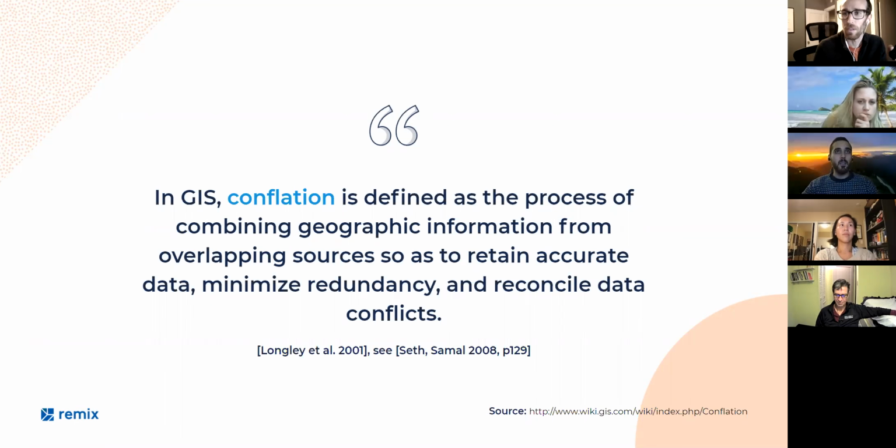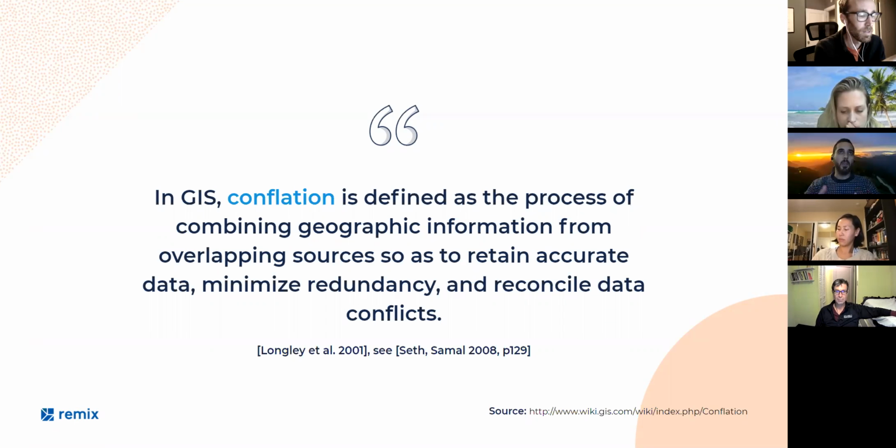In GIS, conflation is defined as the process of combining geographic information from overlapping sources so as to retain accurate data, minimize redundancy, and reconcile data conflicts. Redundancy is exactly what was going on with our segments there in Miami. Also overlapping, they were overlapping. So we had all these conflicts. How do we solve them? By doing this, but it's a problem to do it.